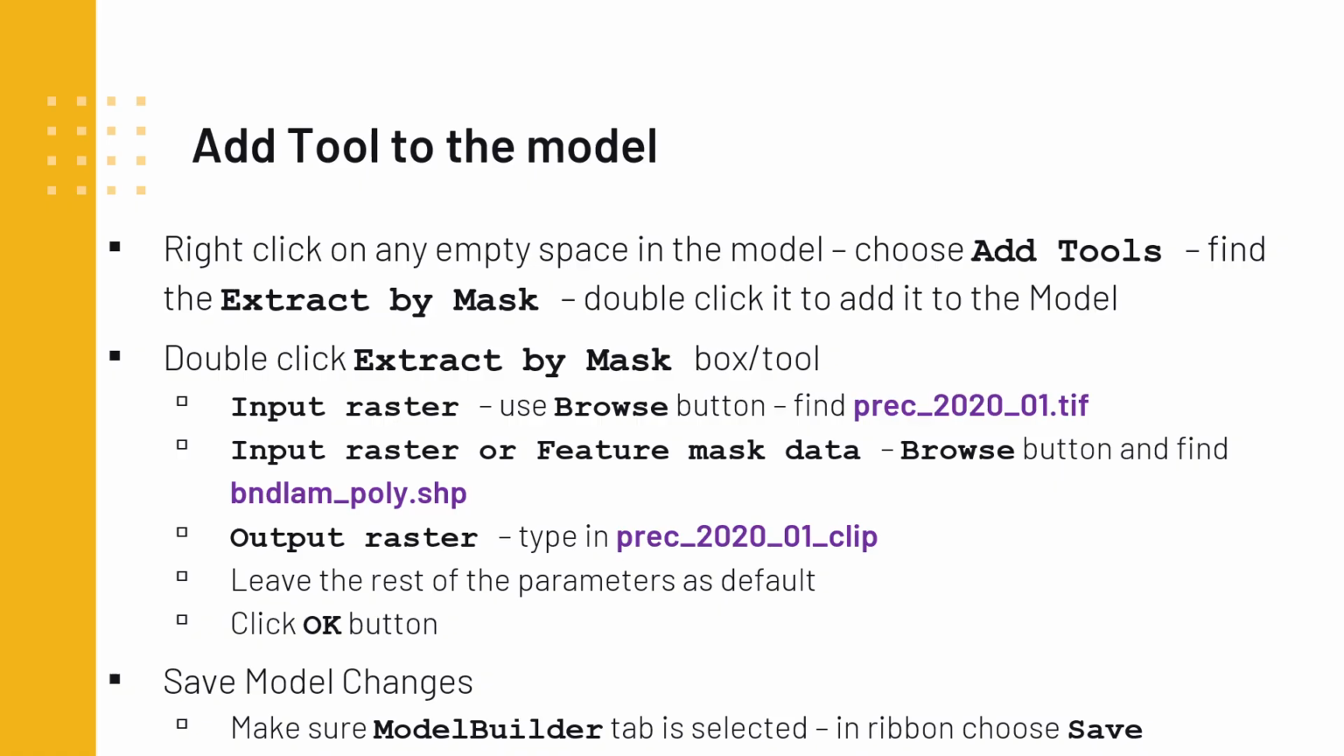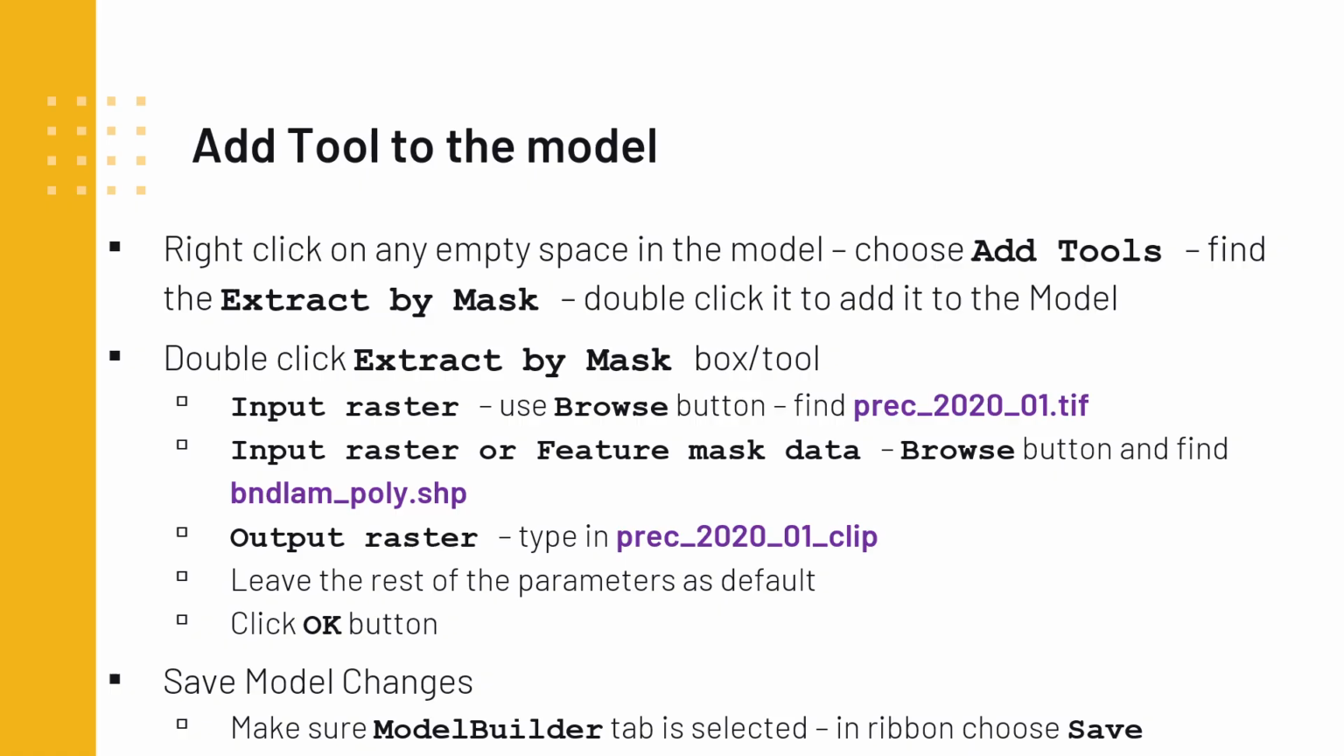pre_2020_01.tiff. For our input raster or feature mask data, again, you're going to use the browse button and find the bnd_lam_poly.shapefile. So that's our extent of Canada. For our output raster, I'd like you to type in PREC_2020_01_clip. You're going to leave the rest of the parameters as default and click the OK button.